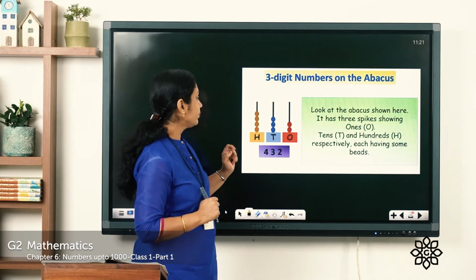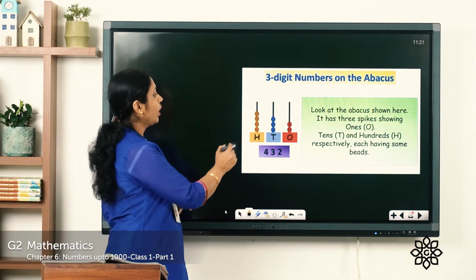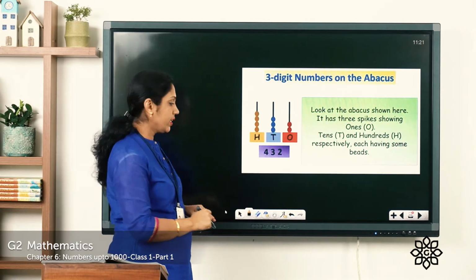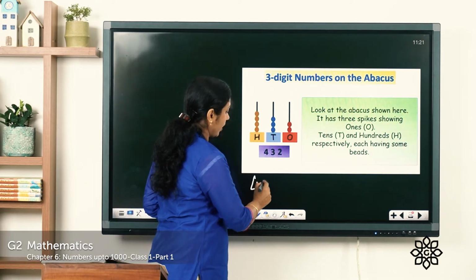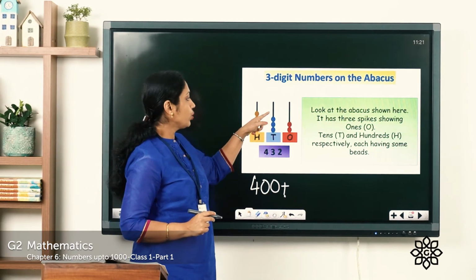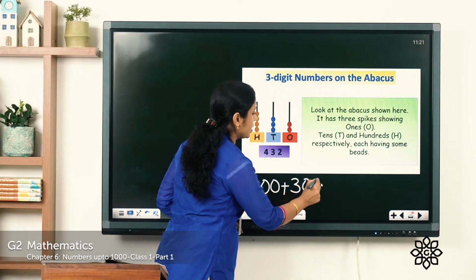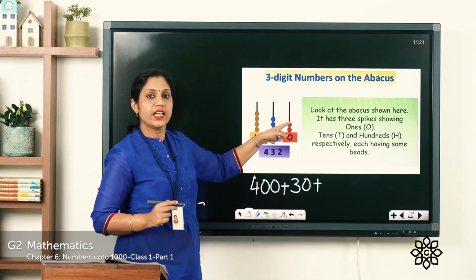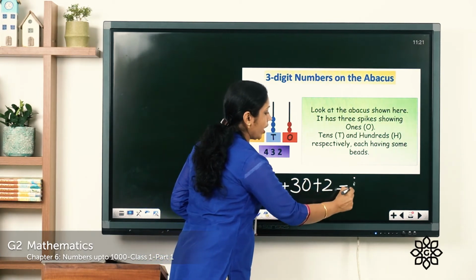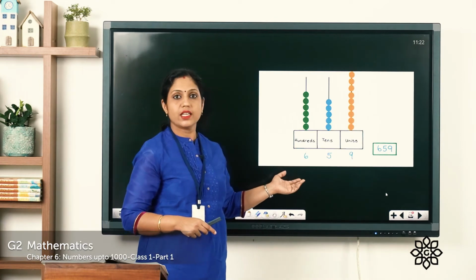So we'll see here. Here in the hundreds place, how many beads are there? 1, 2, 3, 4. So we can write it as 400 plus tens 1, 2, 3. So 3 tens makes 30 plus how many beads are there in the ones position? There are 2. So it is 432. Now let's see another example.